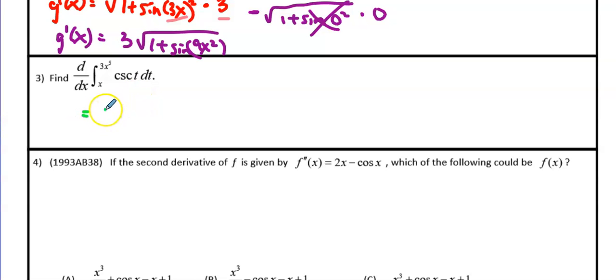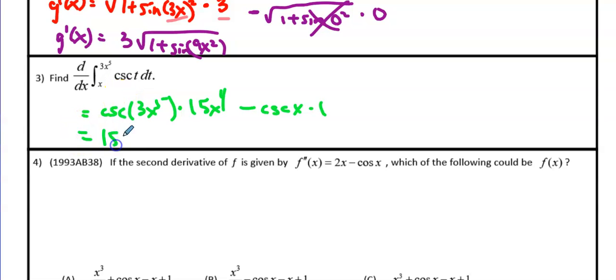So I'm going to get equals the cosecant of 3x to the 5th, right? And then I'm going to multiply by the derivative of what I'm plugging in. So the derivative of 3x to the 5th is 15x to the 4th. Minus, and now I'm going to take the x and just plop it in there. So I'm replacing the t with x, and then I've got to multiply by the derivative of x, which is going to be 1. So this answer is going to be 15x to the 4th cosecant of 3x to the 5th minus cosecant of x.